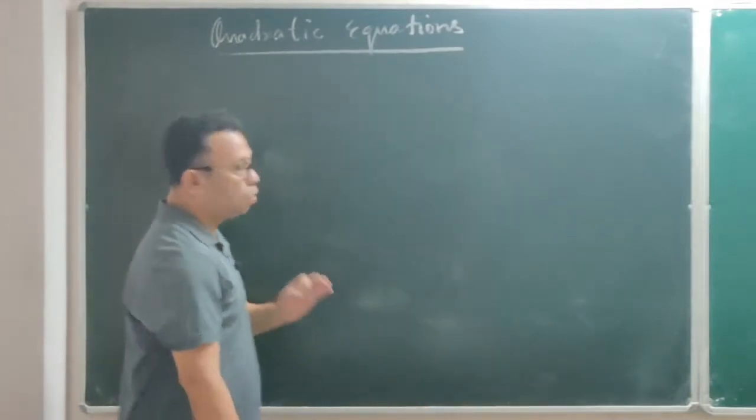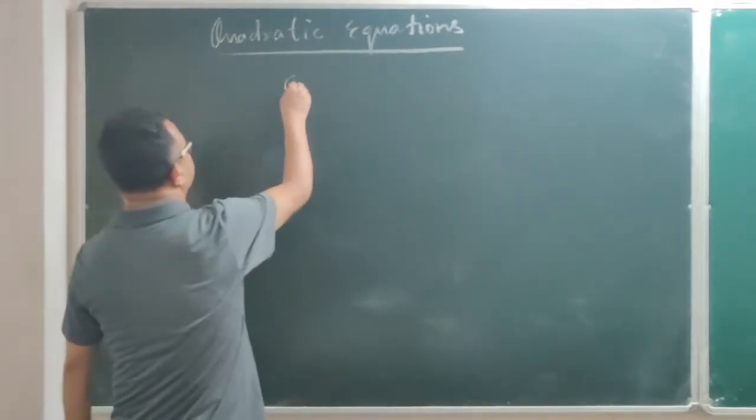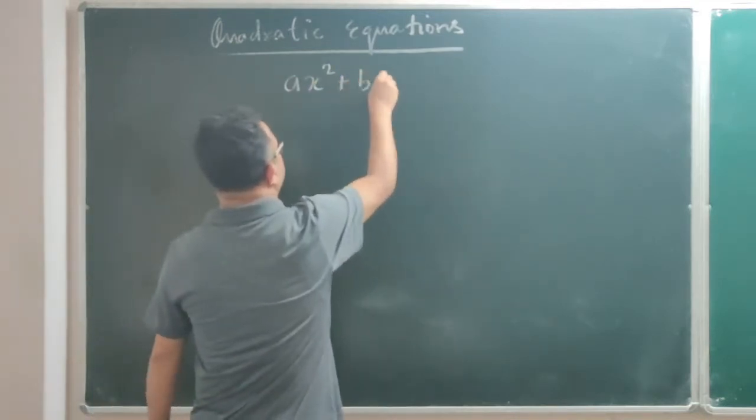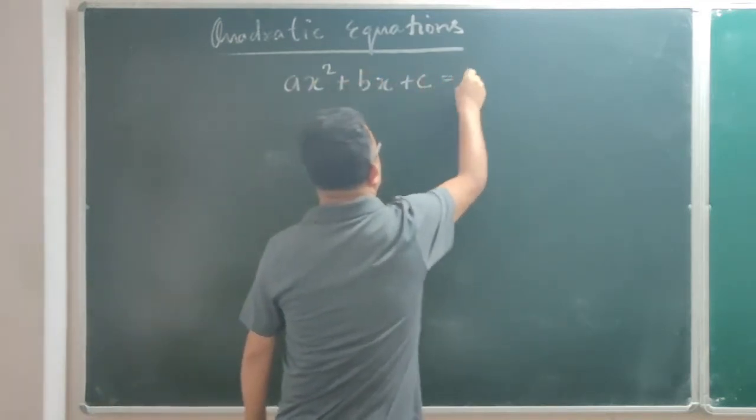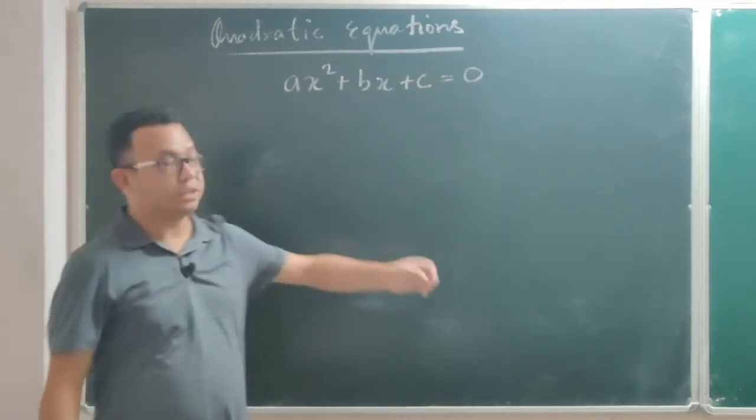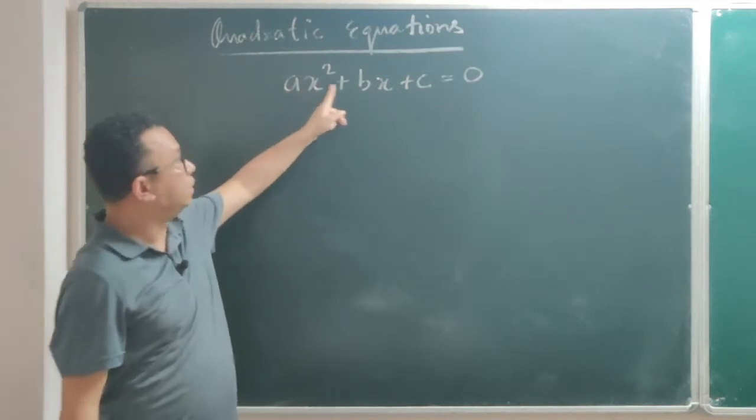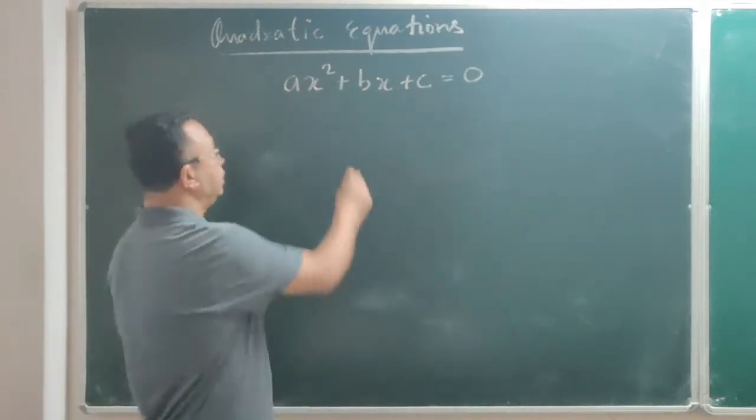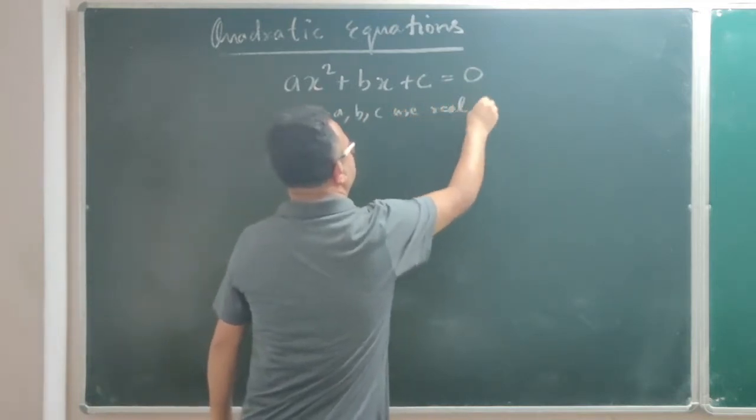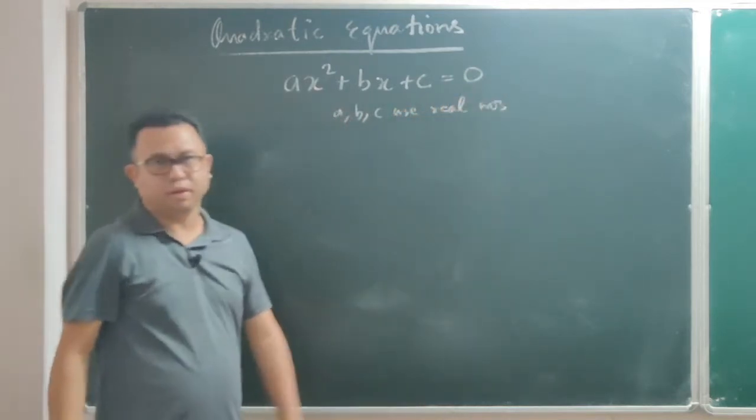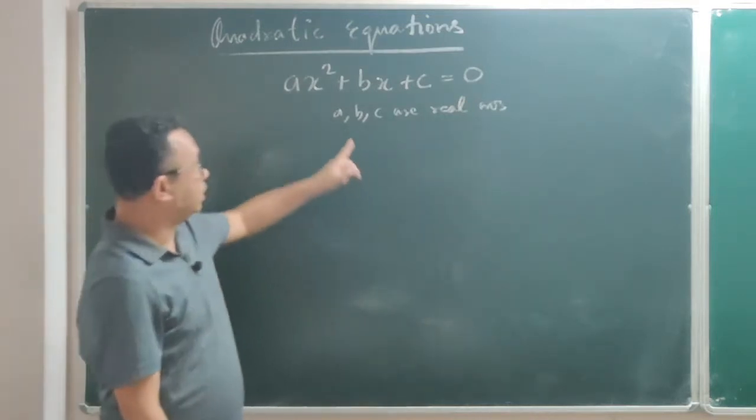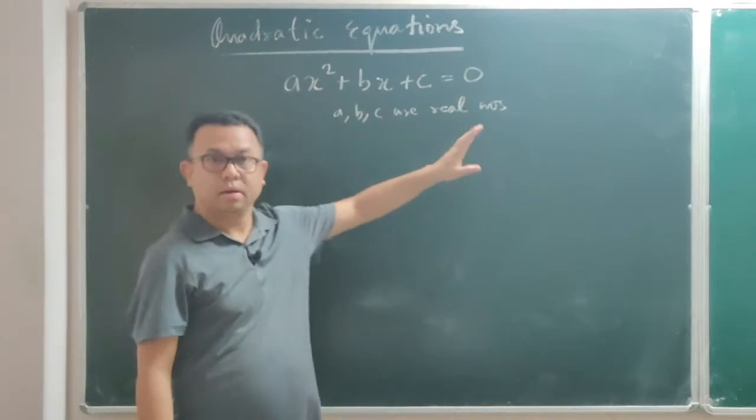Now see, first thing, let's see what a quadratic equation is. By definition, a quadratic equation is an equation which can be expressed in the form ax square plus bx plus c equal to 0. That means any equation, if it can be expressed in the form ax square plus bx plus c, where a, b and c are real numbers. You know the meaning of real numbers; even in the equations chapter, I think we discussed what real numbers are.